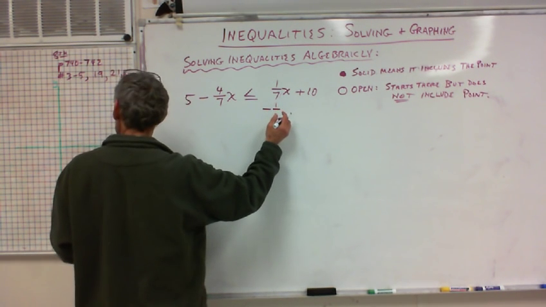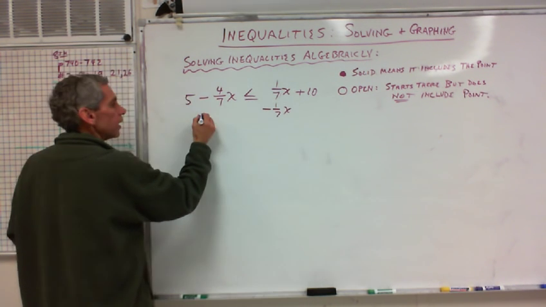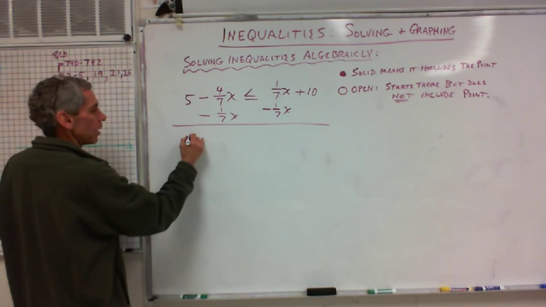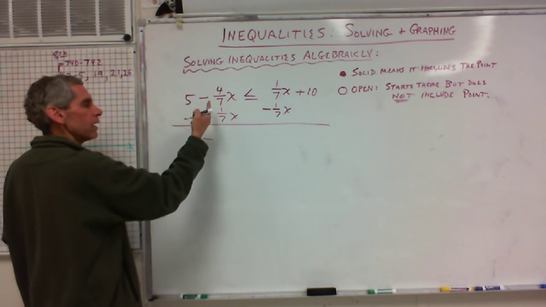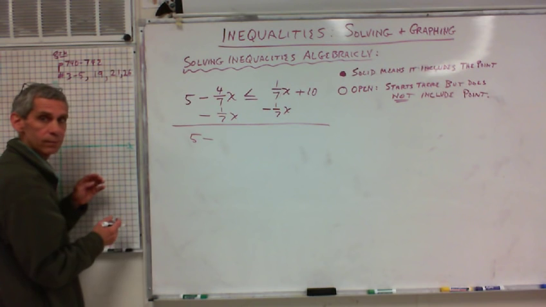So he's going to subtract 1/7. Subtract 1/7 x from both sides. So we have now 5 minus, what's 4/7? What is negative 4/7 minus 1/7?